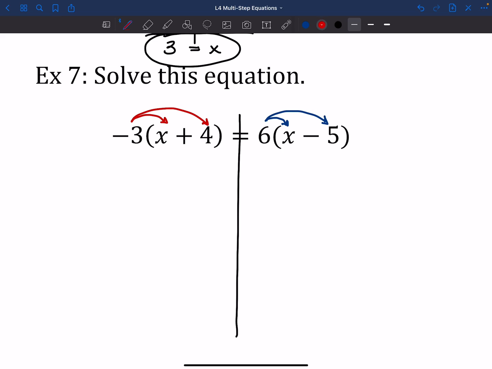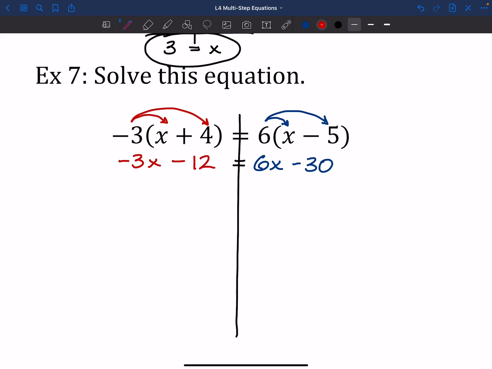So when I do that over on the left, negative 3 times x is just negative 3x. Negative 3 times positive 4 is negative 12. Over on the right-hand side, 6 times x is 6x. 6 times negative 5 is negative 30. Okay, cool. So now it just looks like one of the problems we started things off with.